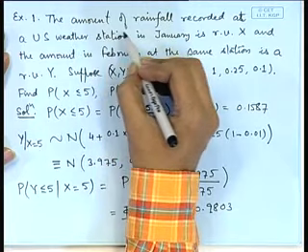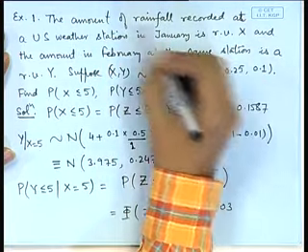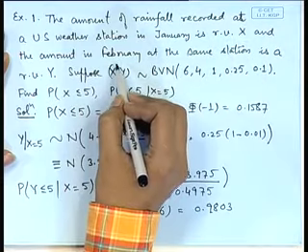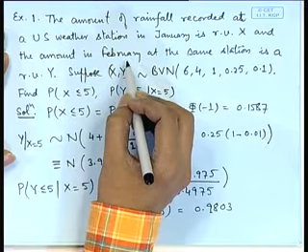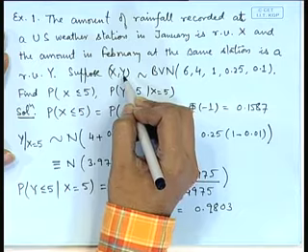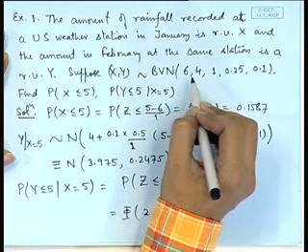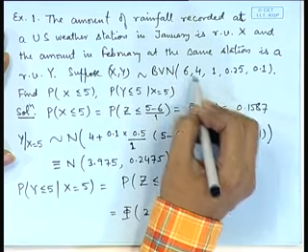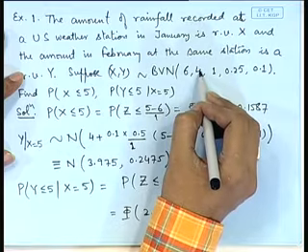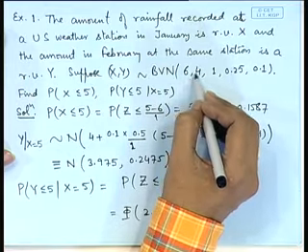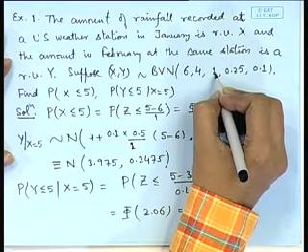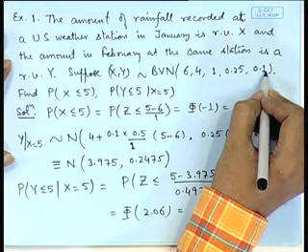Let us look at a problem here. The amount of rainfall recorded at a US weather station in January is a random variable x, and the amount of rainfall recorded in February at the same station is a random variable y. Suppose the distribution of x and y is observed to be a bivariate normal distribution. The mean of x is 6, the mean of y is 4, measured in inches or centimeters. The variances are 1 and 0.25 and rho is equal to 0.1.